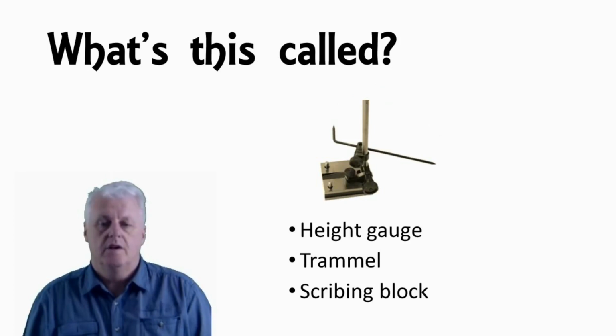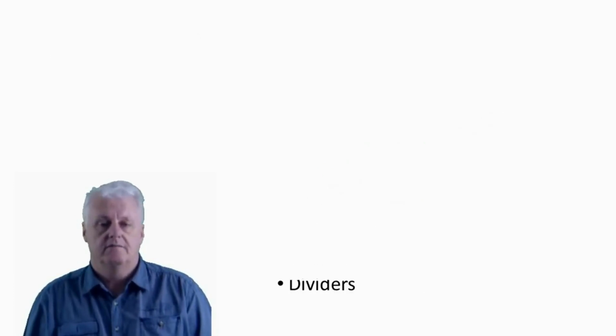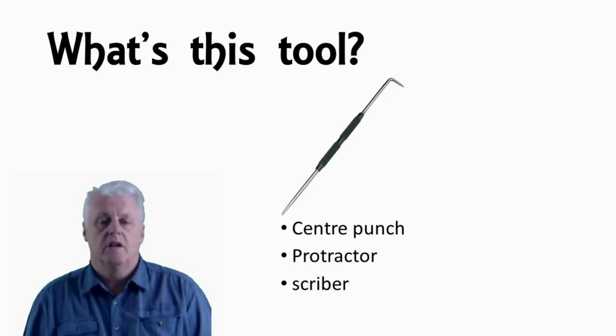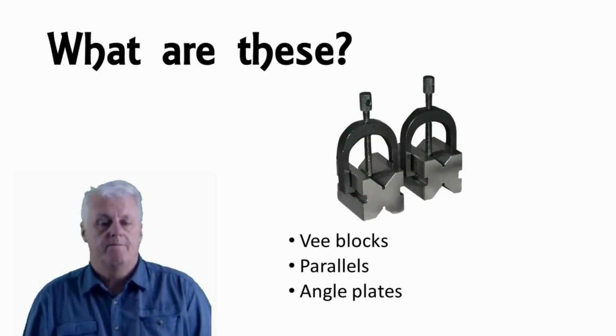What's this called? A height gauge, trammel, scribing block. The answer is scribing block. What's this? Protractor, square, dividers. The answer is protractor. What's this tool? Centre punch, protractor, scriber. The answer is scriber. What are these? V-blocks, parallels, angle plates. The answer is V-blocks.